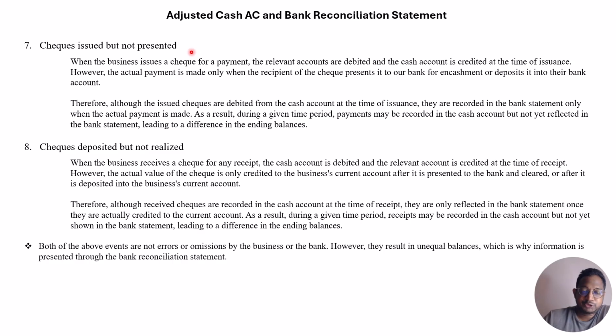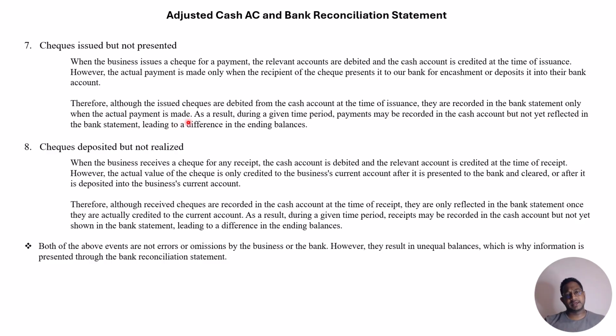Other two reasons are check issued but not presented and check deposited but not realized. So when the business issues a check for payment, the relevant accounts are debited and the cash account is credited at the time of issuance. As I discussed earlier, at the point of issuance, we credit our cash account. However, the actual payment is made only when the recipient of the check presents it to a bank for encashment or deposits it to their bank account, right? So therefore, although the issued checks are credited to the cash account at the time of issuance, they are recorded in the bank statement only when the actual payment is made.